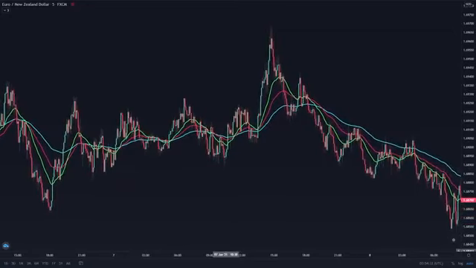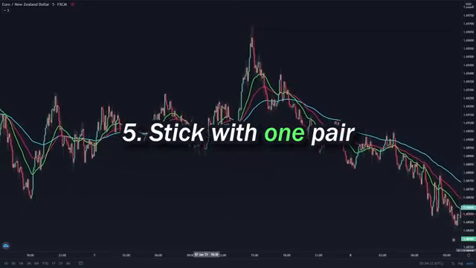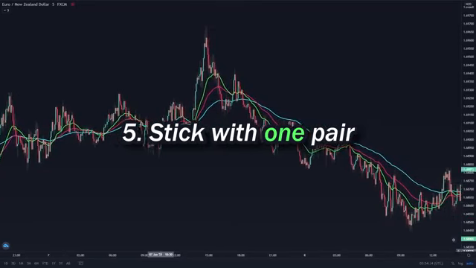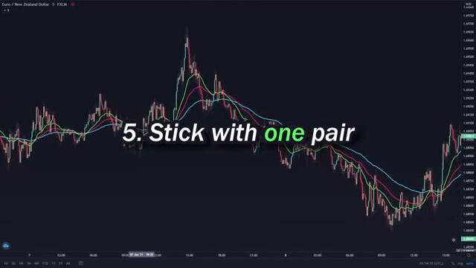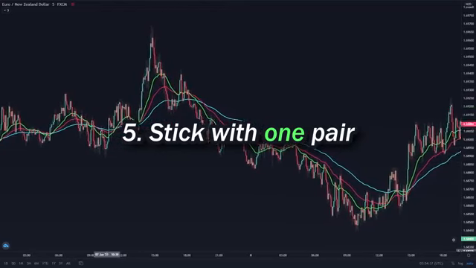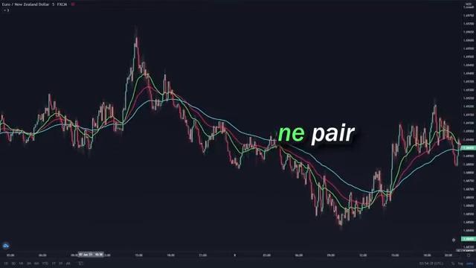And the last tip is sticking with one pair. When you're scalping, entry signals will appear very often, so you don't have to worry about missing entry signals from other pairs. Just choose one that you're comfortable with and stay with it.